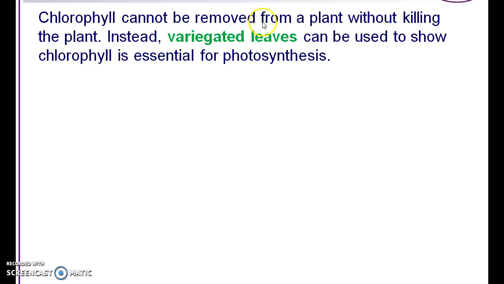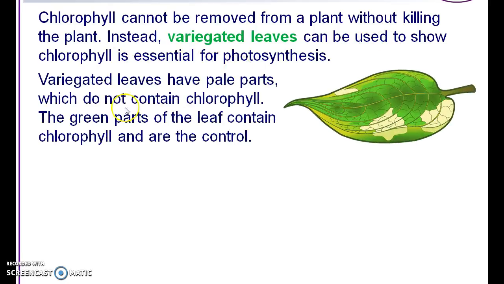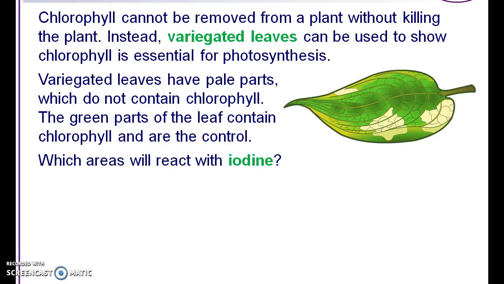Chlorophyll cannot be removed from the plant without killing the plant. Instead, variegated leaves can be used to show that chlorophyll is essential for photosynthesis. This is a leaf. Variegated leaves have pale parts. These are pale parts which do not contain chlorophyll. The green parts of the leaf contain chlorophyll and are the control.